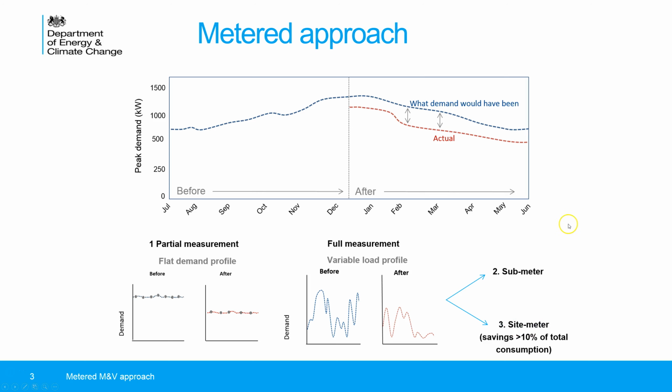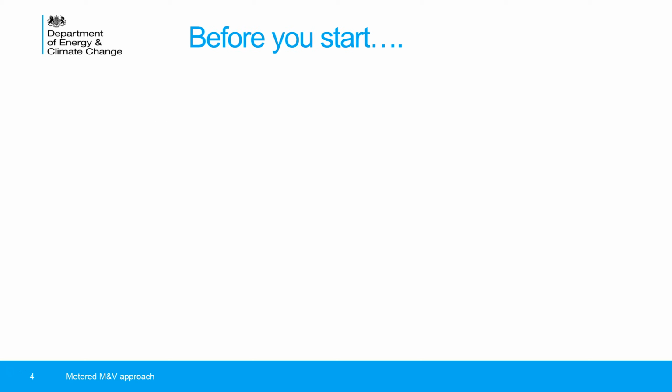But there's more information on how you choose which metered M&V approach in section 3 of the manual, and there's decision trees there to help you decide which is appropriate for your project. You may decide to use one or a combination of approaches.